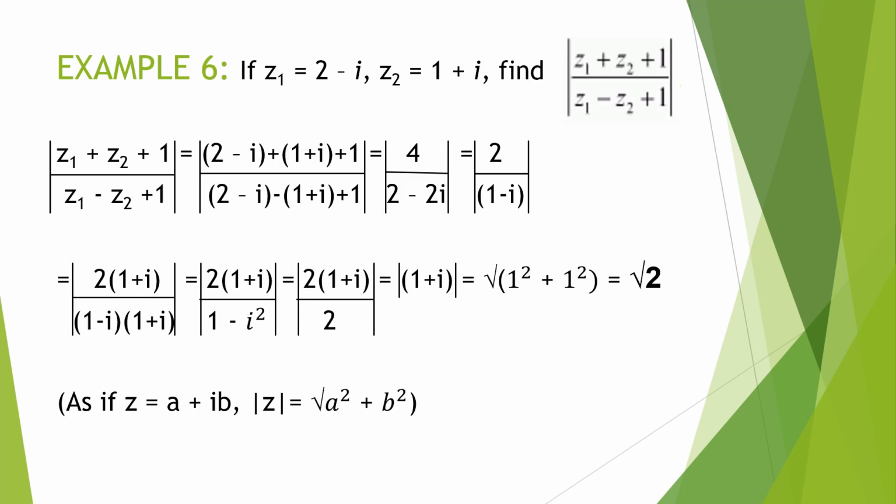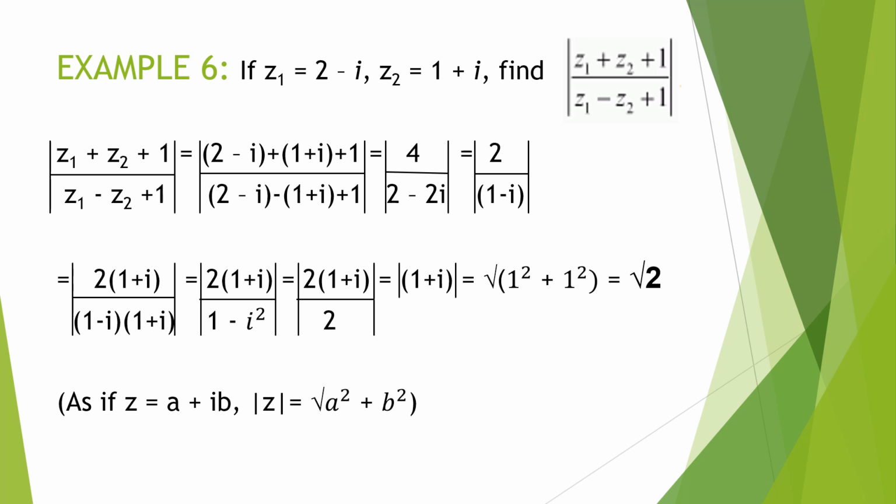Now example 6. If z1 is equal to 2 minus i, z2 is equal to 1 plus i, find the mod of this number (z1 plus z2 plus 1) upon (z1 minus z2 plus 1). So first we try to simplify the number. We just put the value of z1 and z2 given. So on simplification, it is 4 upon 2 minus 2i. So we have to find mod of 4 upon 2 minus 2i.